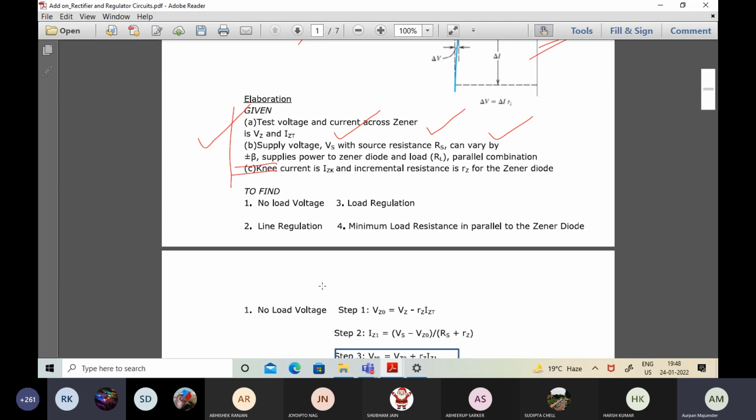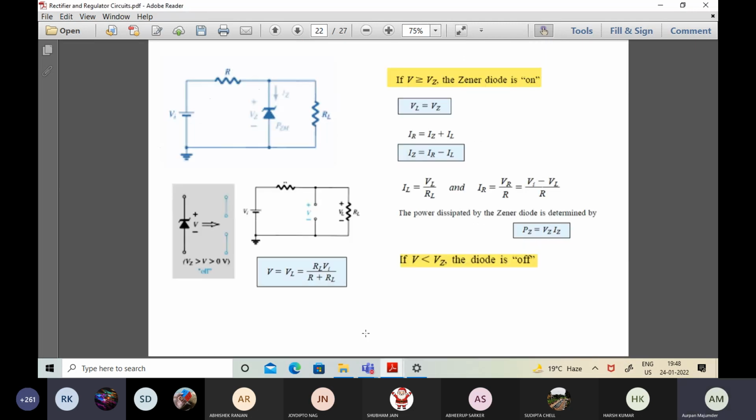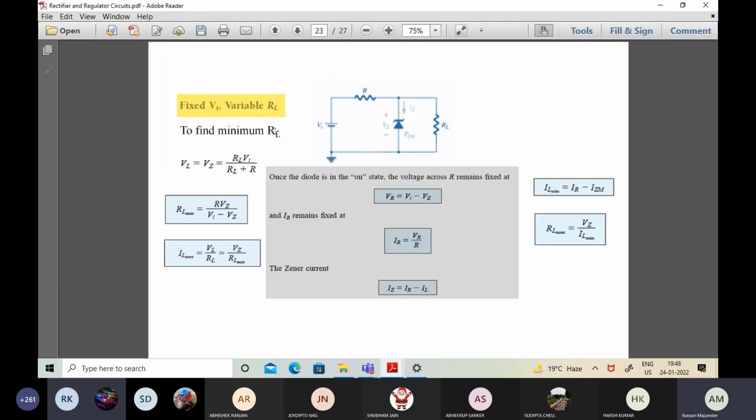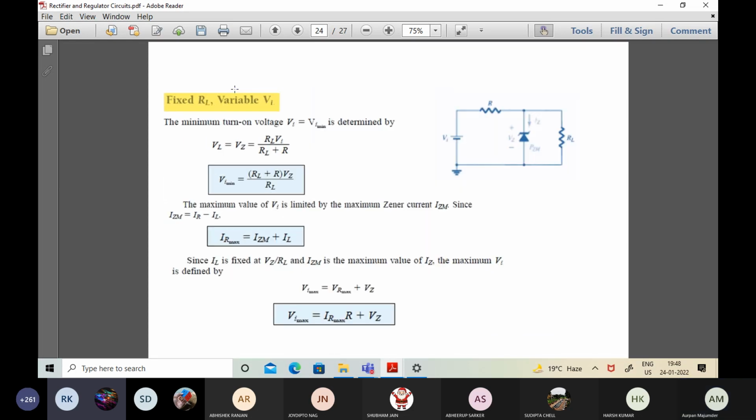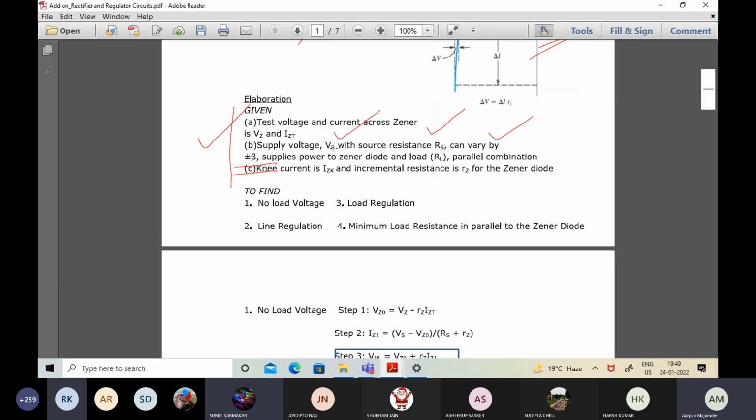According to this basic electronics representation, we are talking about a variable Vi. In the rectifier and regulator circuits slide which I'm showing right now, we have a fixed RL and variable Vi. I'm talking about this variable Vi segment. The variable Vi is, in this particular example, in the form of Vs plus beta or Vs minus beta. Simple.